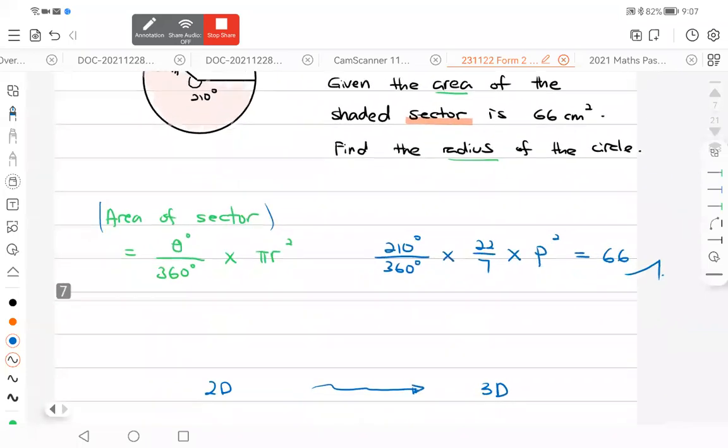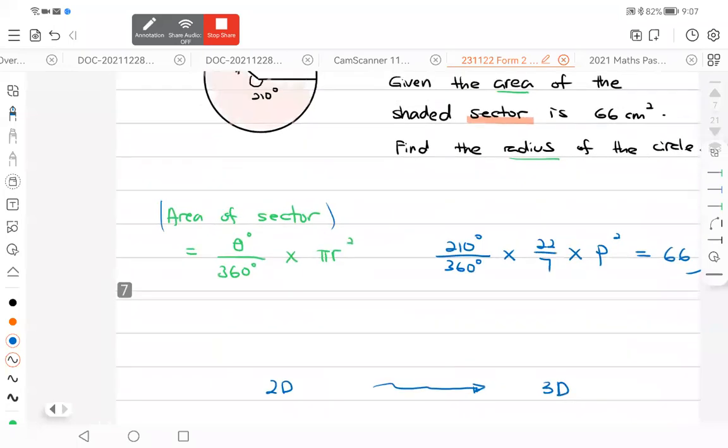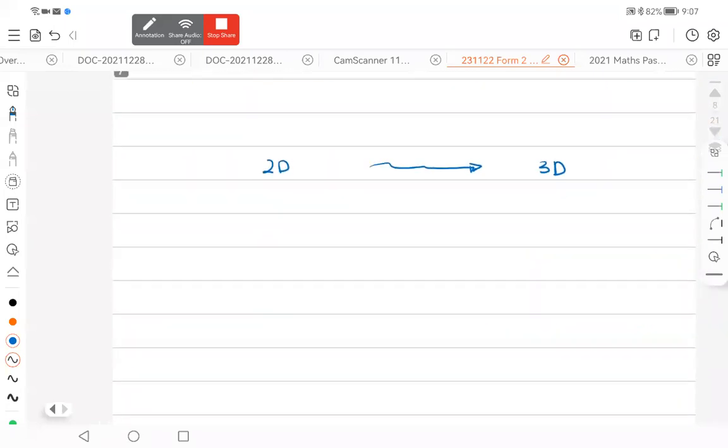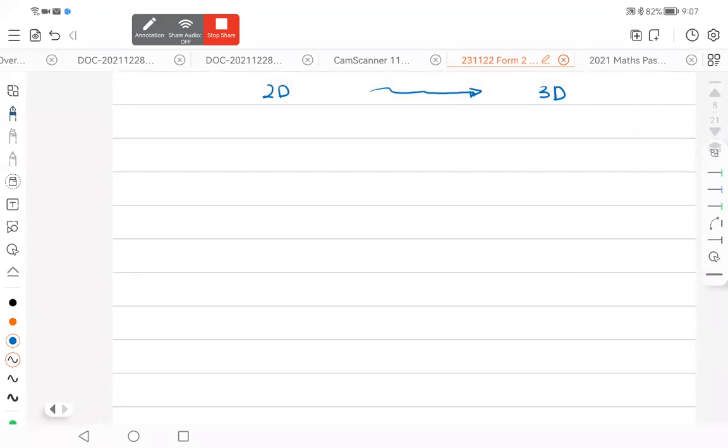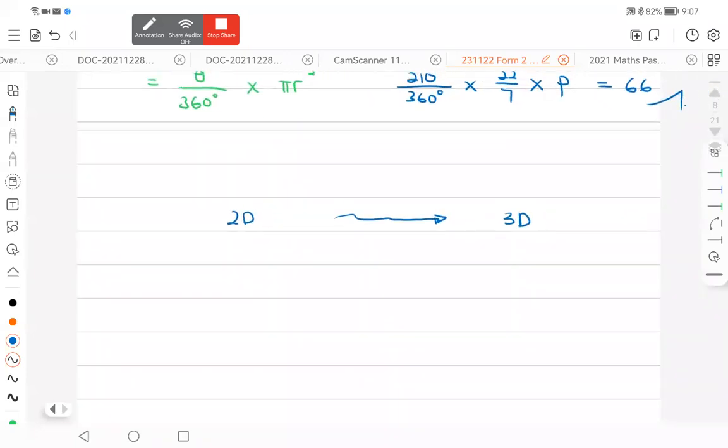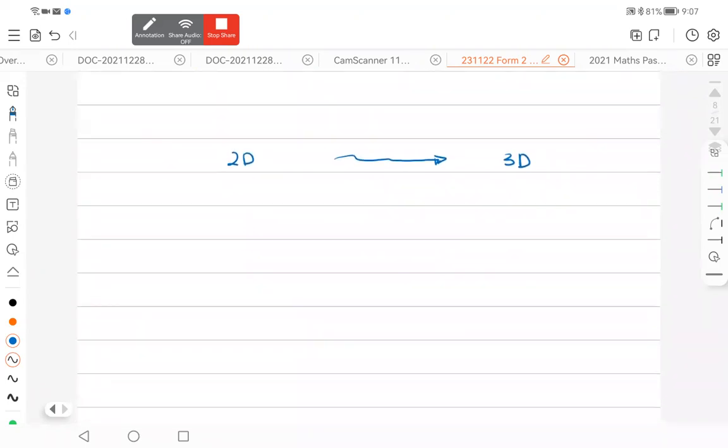All right, that's about chapter 5. Okay, let's move on to chapter 6. Just now was circle, chapter 5. Chapter 6, 2D to 3D. The name of the title is 3-dimensional geometrical shapes. So 2D to 3D, what is the extra 1D?